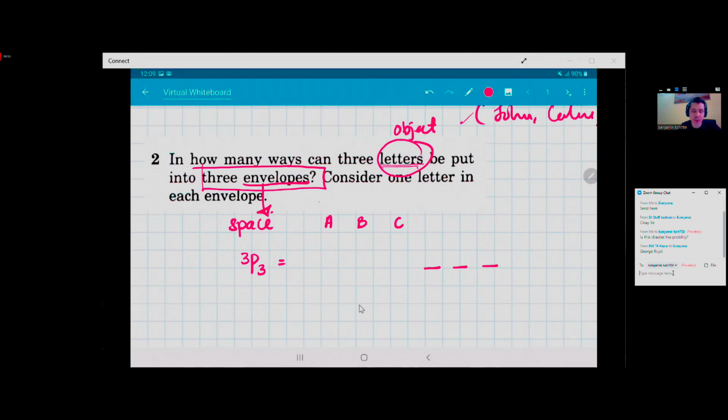Boleh faham? So go ahead, press your calculator and you can see your answer. When you press 3P3, answer equal to 6. Dapat tak? Can you understand? So that's a very simple way.